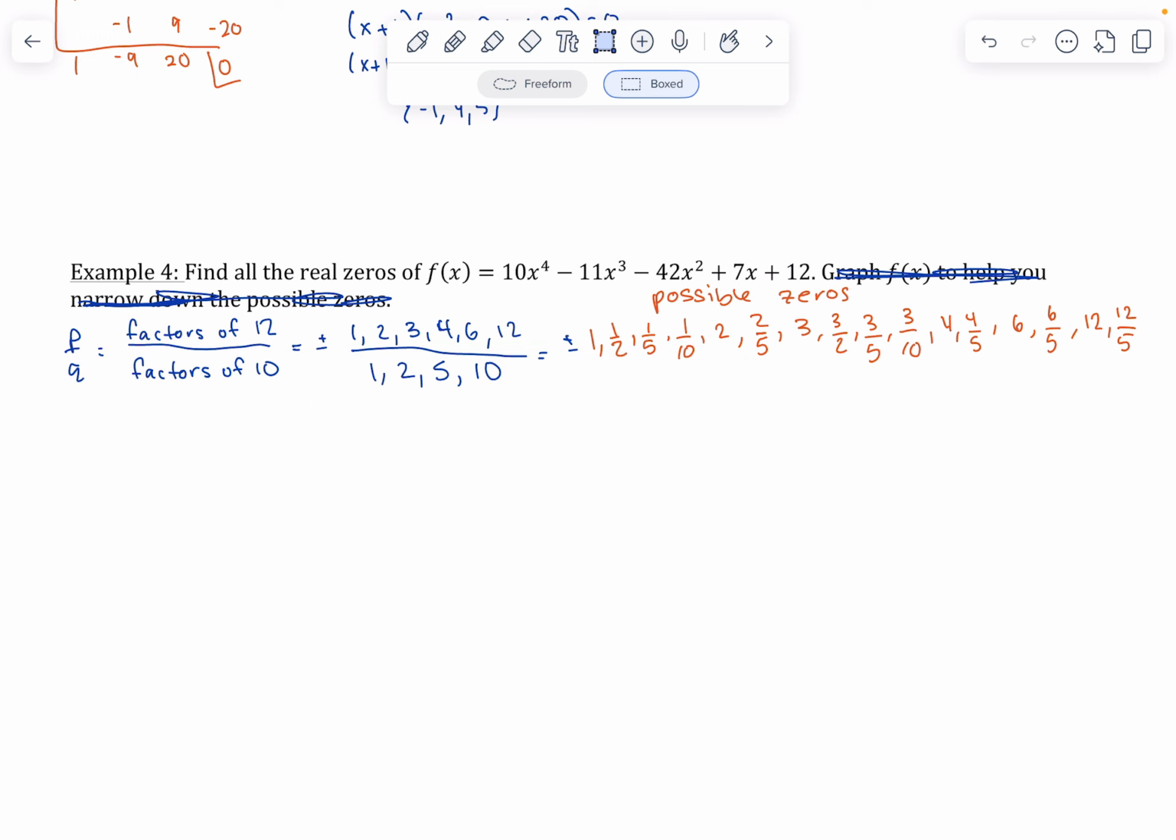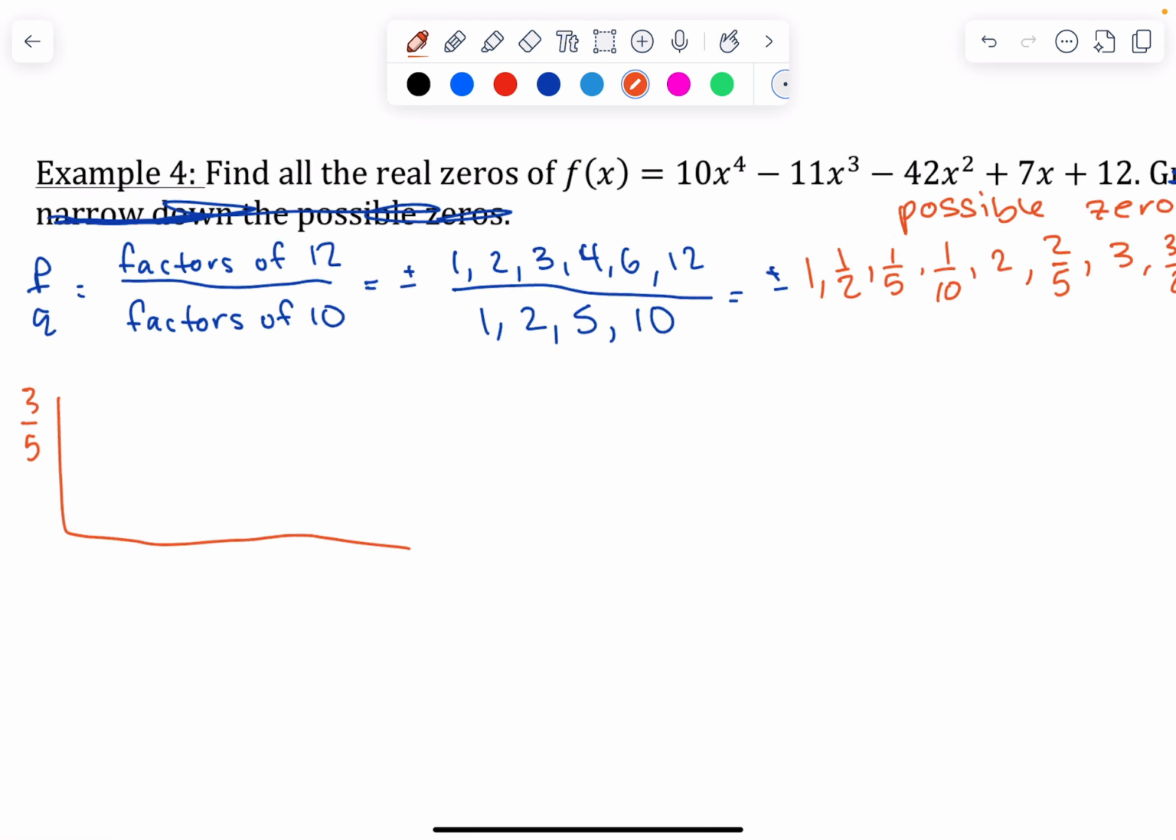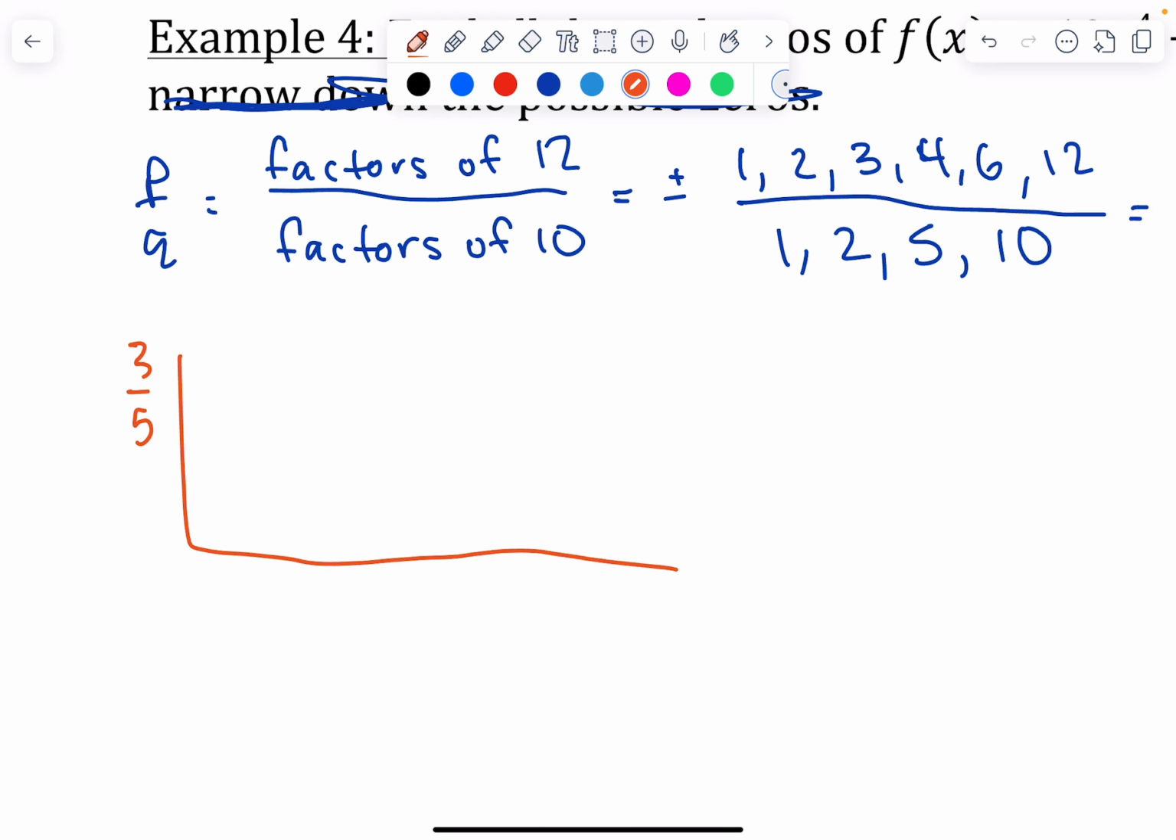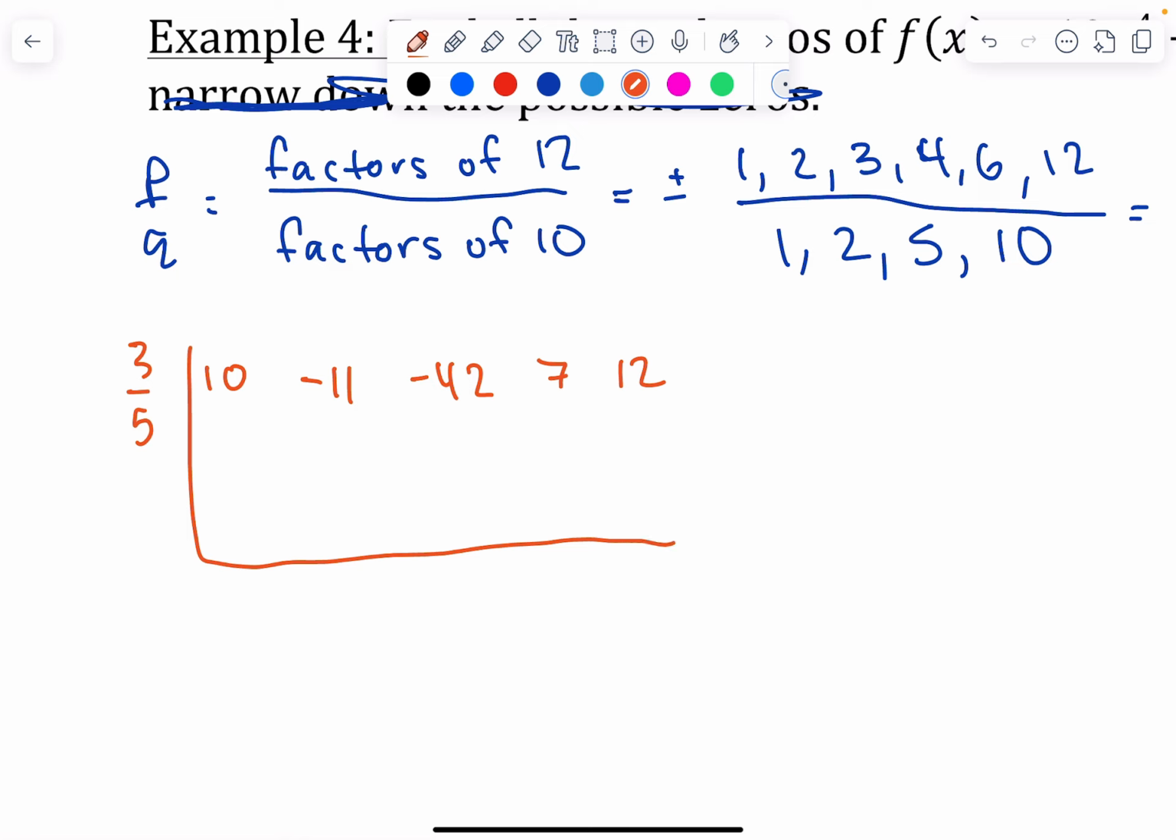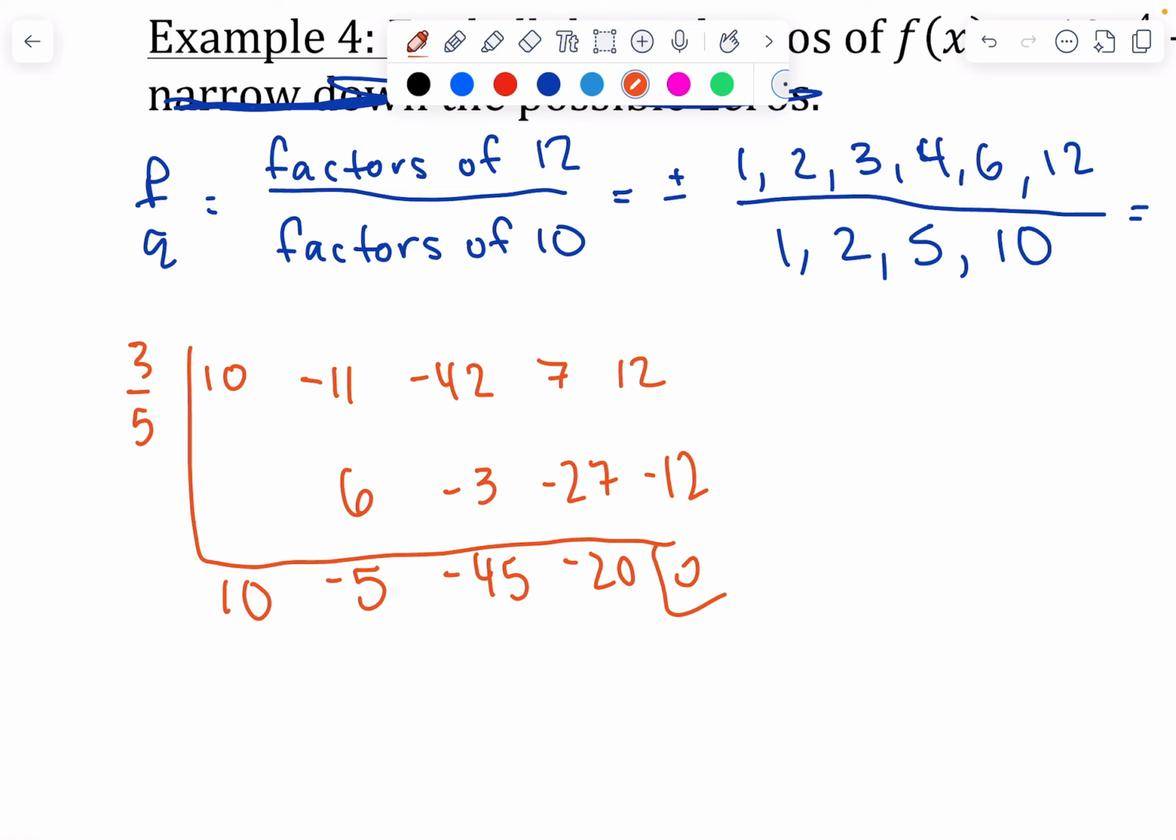I'm going to set up my synthetic division with 3 fifths. So that's 10, negative 11, negative 42, 7, and 12. 4, 3, 2, 1, none, so I don't need a placeholder, so just bring down 10. That's going to give you 6, 5, negative 5. It's going to give you negative 3, so negative 45. It's 9, negative 27, negative 20, and negative 12, 0.